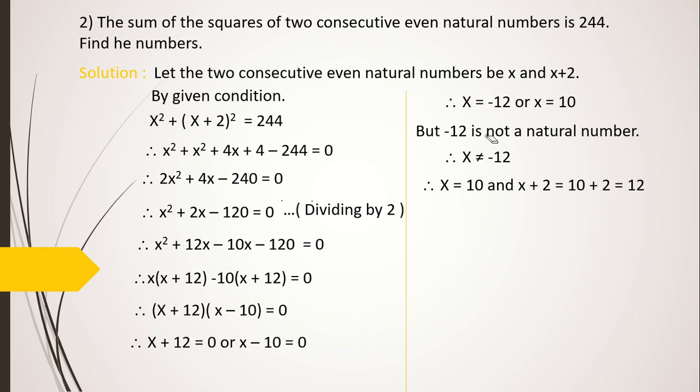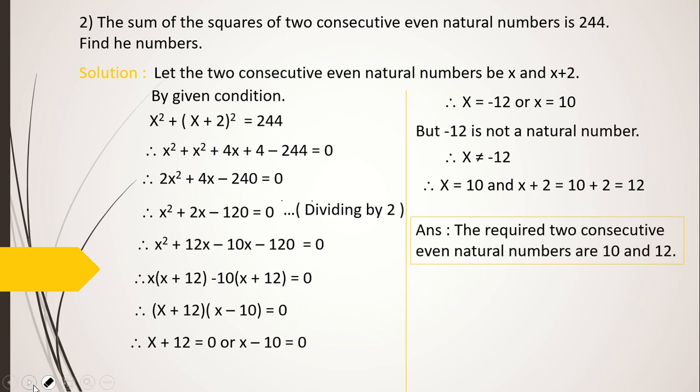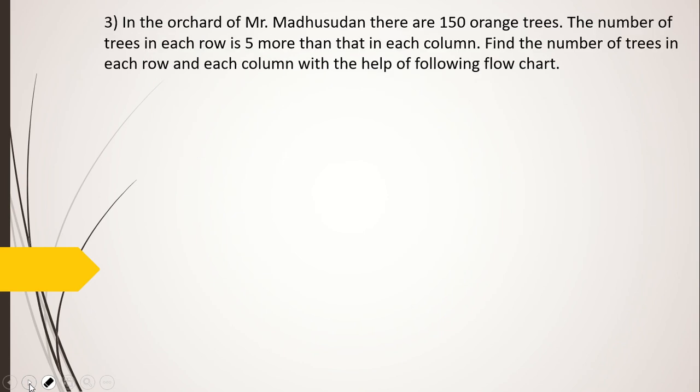Okay. Now we have assumed the two natural numbers to be x and x plus 2. So the two natural numbers are going to be 10 and 10 plus 2 means 12. Okay. So it is very, very important to write the final answer whenever there is a word problem. So we write the final answer and nicely underline it or highlight it. The required two consecutive even natural numbers are 10 and 12. And then we come to the third sum.